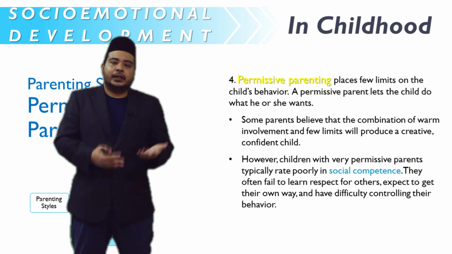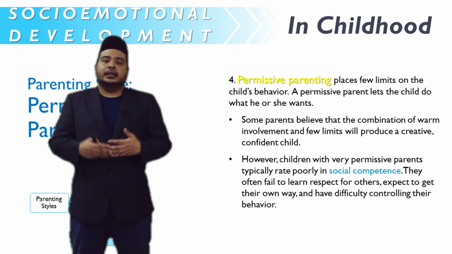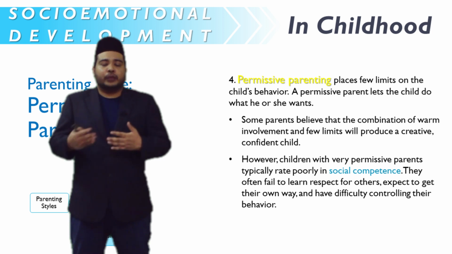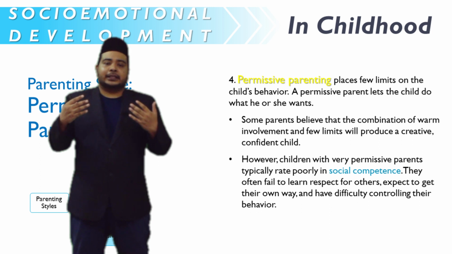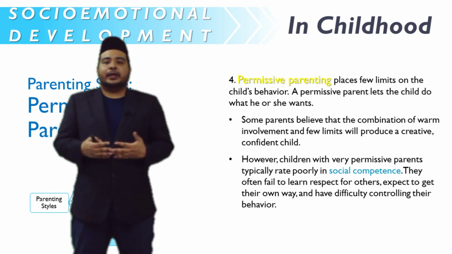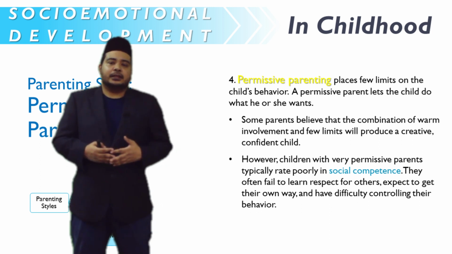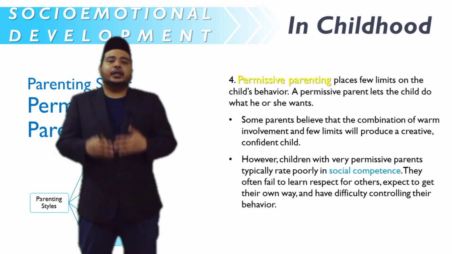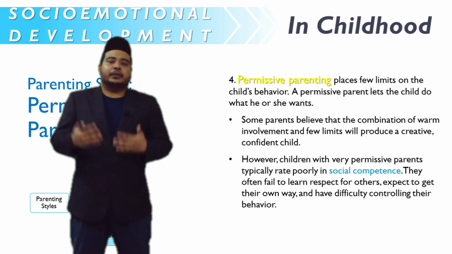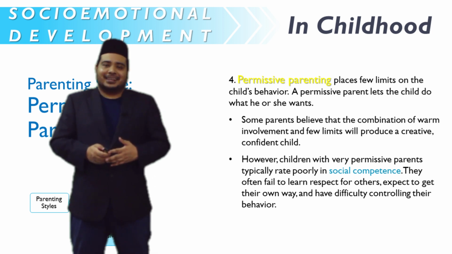They often fail to learn respect for others. They expect to get their own way. They always want others to follow them, to accept their decisions, to follow their opinion, and they have difficulty controlling their behavior. These are the children of parents with a permissive parenting style.